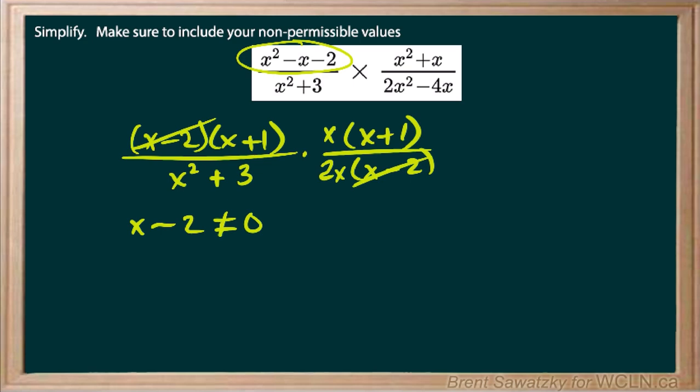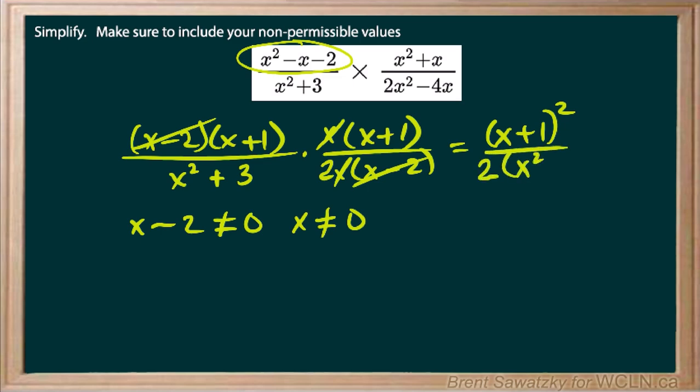We can recognize that we have the x on top and bottom. Again, it was on the bottom, so x cannot equal 0 is another permission that we have to keep in mind. And that's it, I think. So we end up with x plus 1, and we can just write that as x plus 1 squared. There's two of them up there. On the bottom, we have 2, and then x squared plus 3.